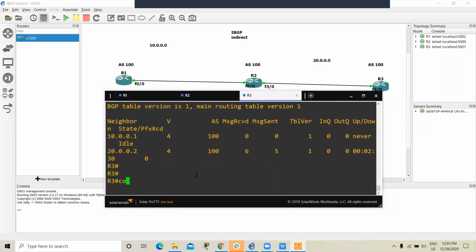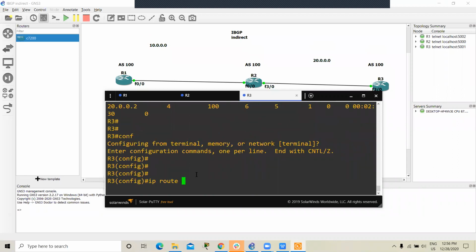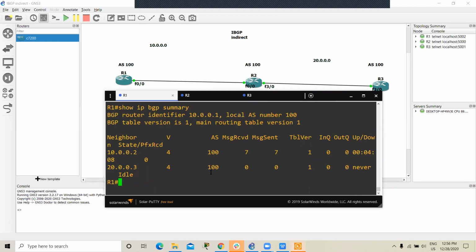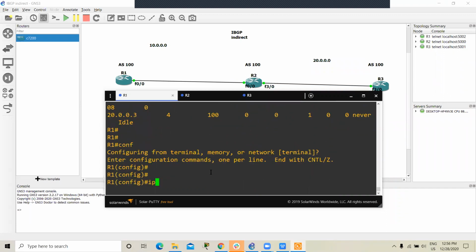So now I am going to perform static routing. IP route, in which network do we want to communicate? The 10 network, so 10.0.0.0, then I give the next hop IP, 20.0.0.2. Now I come on router 1. IP route 20.0.0.0, and then next hop IP 10.0.0.2.